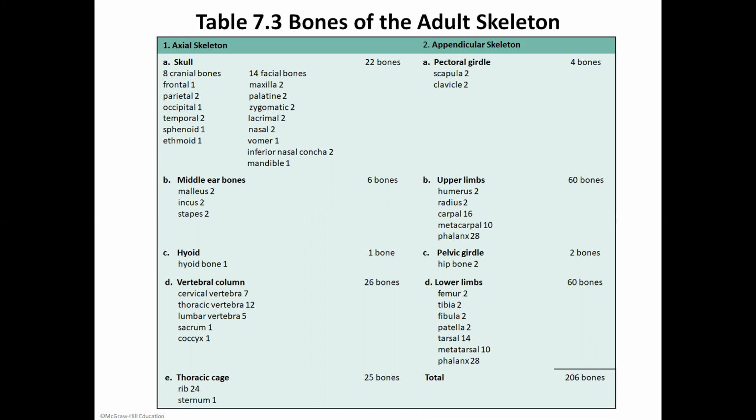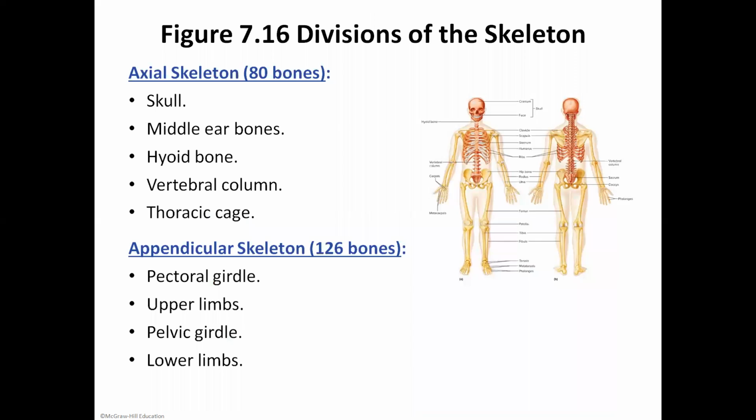Now, for the lab exam portion, you're not only going to be looking at these bones, we're also going to be talking about bony structures as well. Now, keeping this in mind, I do want you to know what are the divisions. So axial skeleton is going to be 80 bones, appendicular will be 126. For the axial skeleton, it consists of your skull, your middle ear bones, the hyoid bone that actually sits underneath the mandible, the vertebral column, and your thoracic cage.